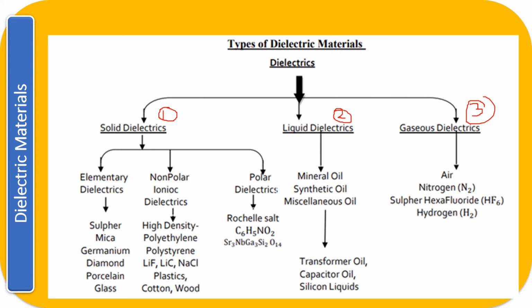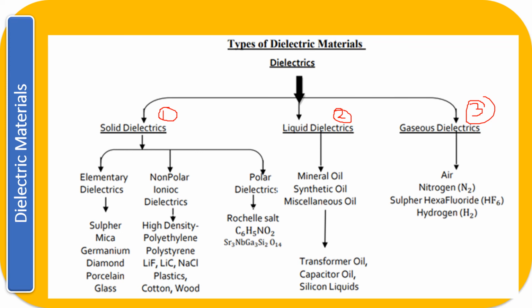So these are your elementary type. Then we can have the non-polar ionic dielectrics, which include high density polyethylene, polystyrenes, lithium fluoride, and so on and so forth. And then we have the polar dielectrics, which are Rochelle salt and C6H5NO2 and so on. So these are some of your solid dielectrics, and I am coming to the application of the solid dielectric in the next slide.